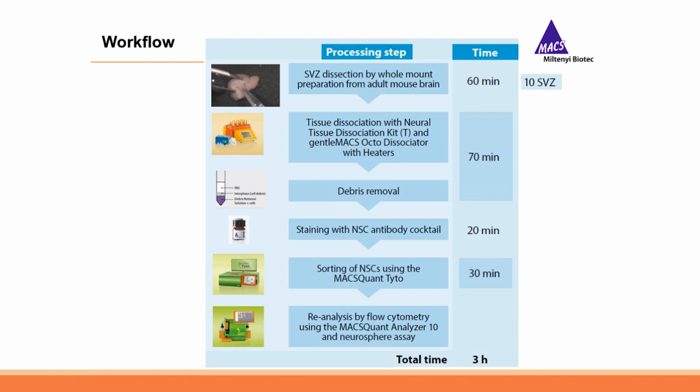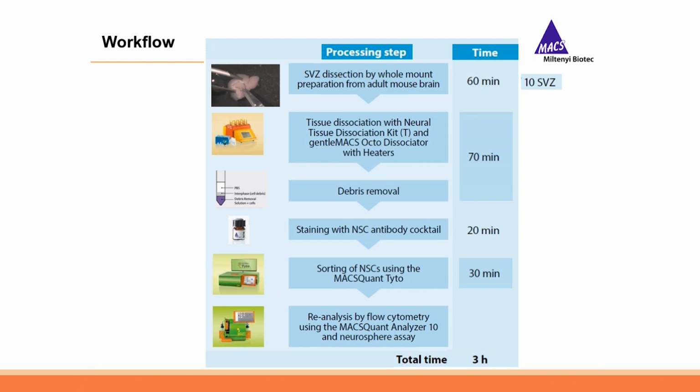The sorting of the NSCs is then carried out with the MACSQuant Tyto. This is a novel multiparametric cell sorting device that uses a microchip-based technology for sterile and gentle cell isolation. As we need here a combination of markers, sorting with magnetic cell separation is not possible. And after sorting, cells are reanalyzed by flow cytometry, and they can be cultivated in a neurosphere assay.